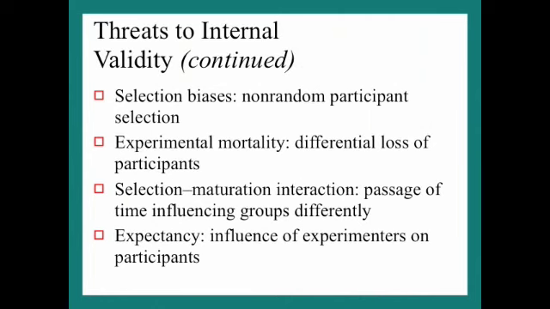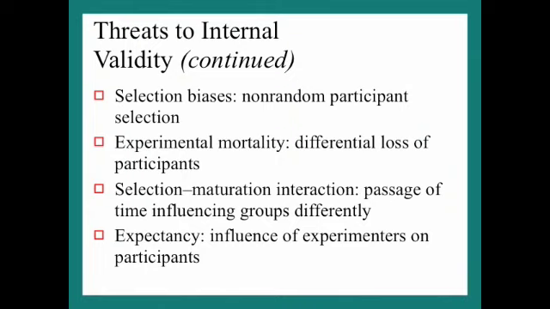The next threat is selection bias. Selection bias is when we don't randomly select our participants. Now, let me give you some other terms that you've got to be familiar with. One, which we talked about before, is random selection, where we have our population and we randomly select our subjects so everybody has an equal chance to be in the study.